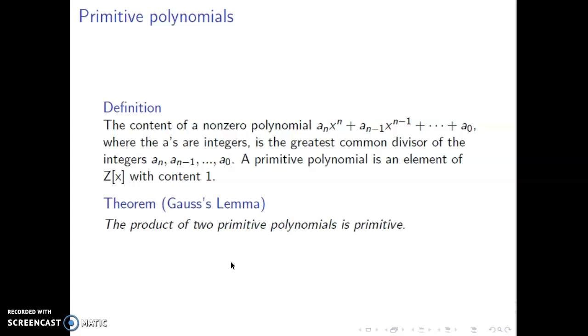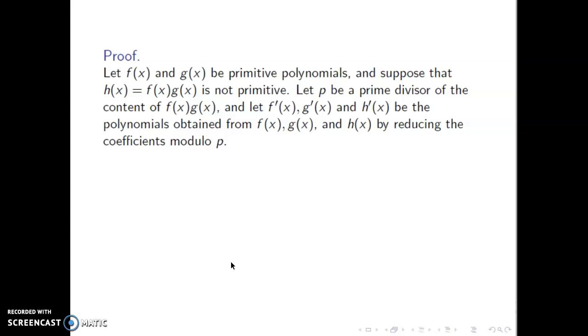Next we go to Gauss's lemma. The product of two primitive polynomials is primitive. Let me prove that. Suppose f(x) and g(x) are primitive polynomials, and suppose that h(x), which is the product of f(x) and g(x), is not primitive.